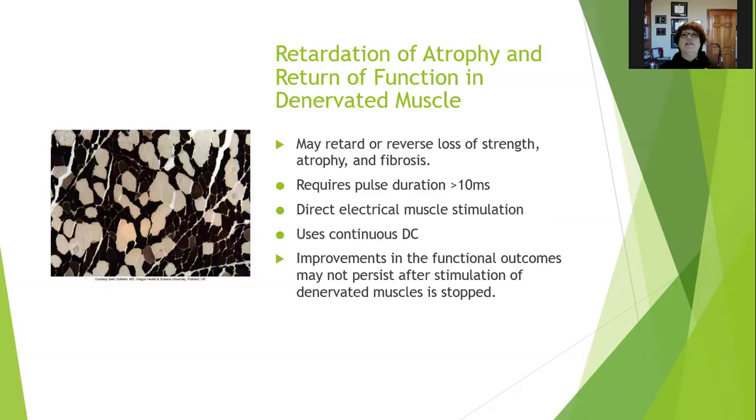The reason we want to use electrical stim for denervated muscle is you might slow or reverse the loss of strength and atrophy, and the formation of fibrosis in a denervated muscle requires that long pulse duration using direct electrical muscle stimulation. Usually for denervated muscles, we use continuous direct current. And that's one of the only applications for direct current, besides iontophoresis. Improvements in functional outcomes are probably not going to persist after stimulation of the denervated muscles, but sometimes it's worth it to prevent atrophy.